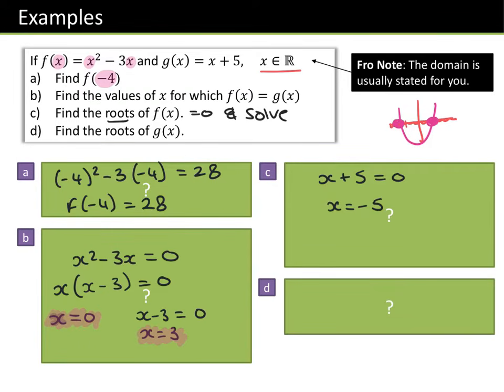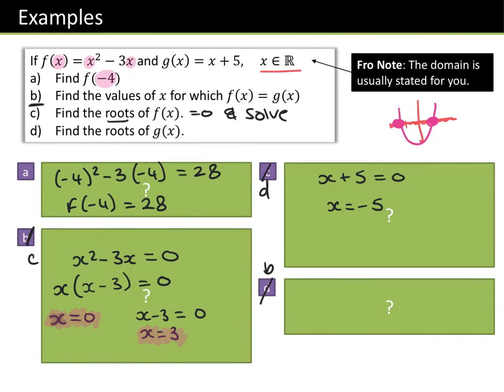Sorry everyone. I've done C and D as B, and we've lost B. I'll do B now. Okay, so this is C, this is D, this is B. Okay, so nice and easy for the next one.